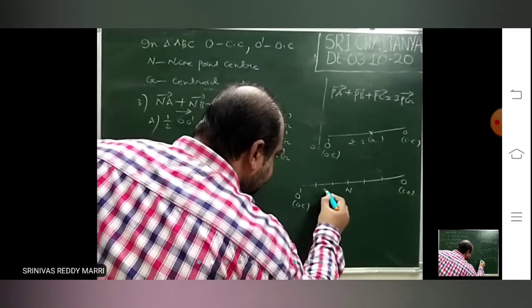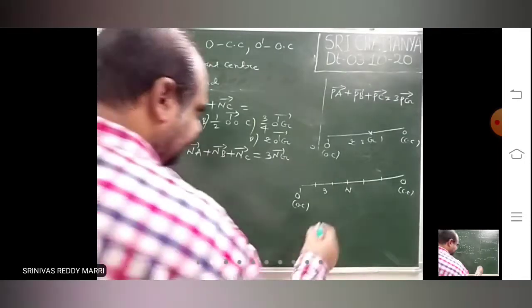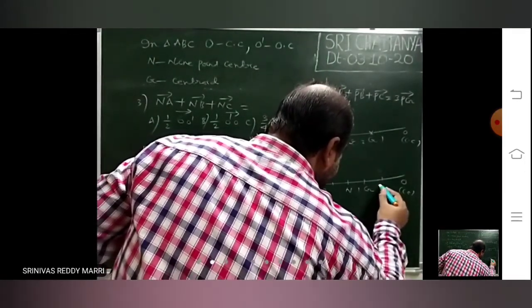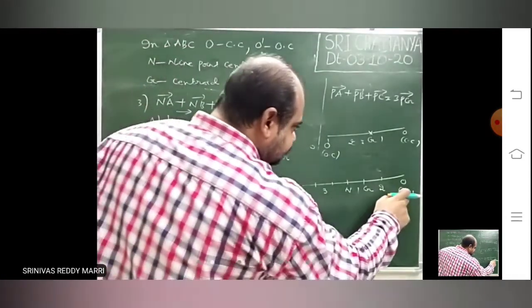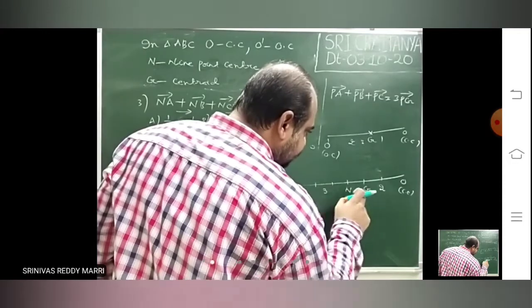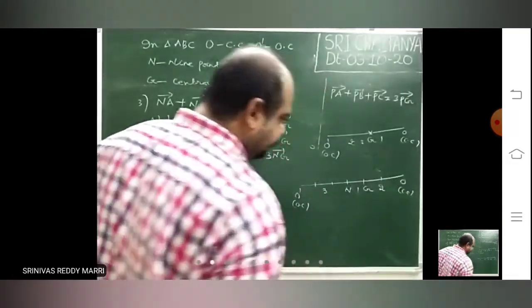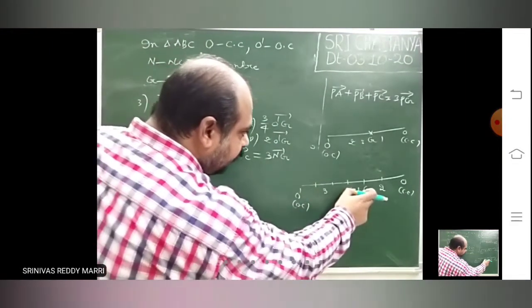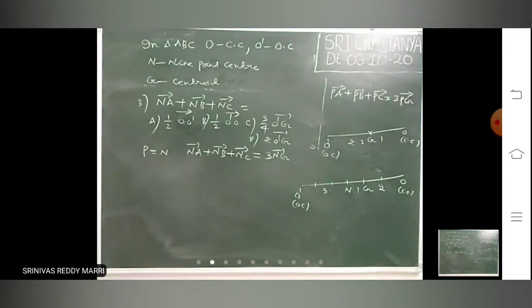ON will be 3 parts, NG will be 1 part, and GO will be 2 parts. This is the relation. This is the orthocenter, this is the circumcenter. Orthocenter, 9-point center, centroid, circumcenter will be in this ratio, 3:1:2. Right? So now look at it.